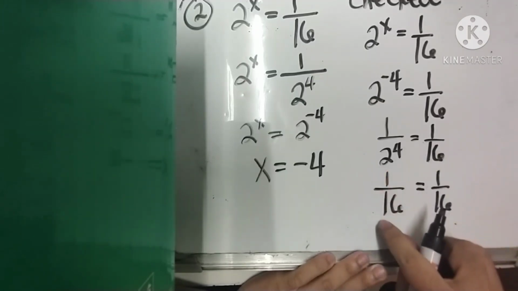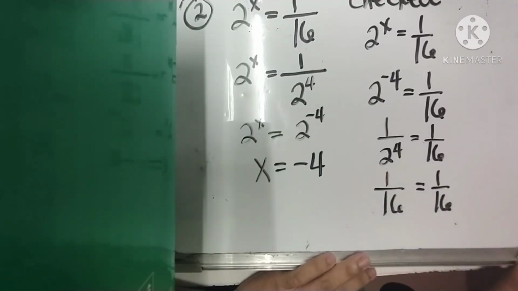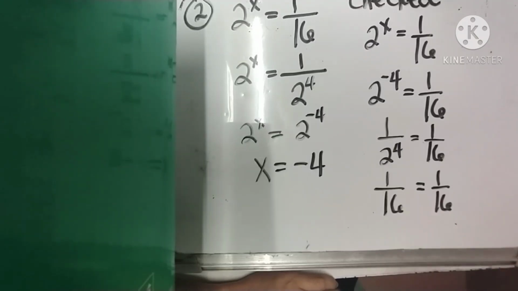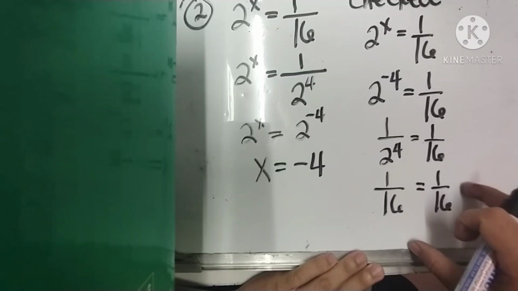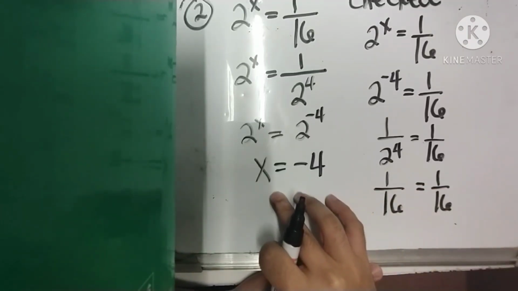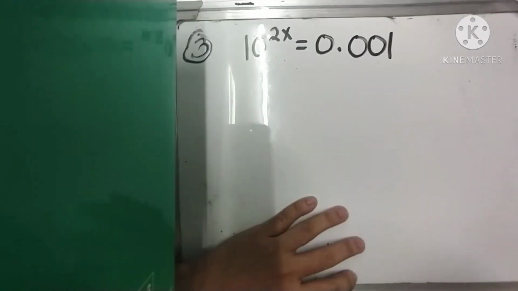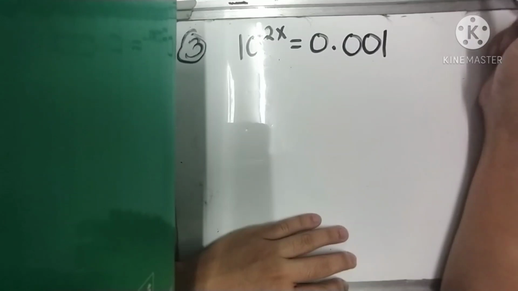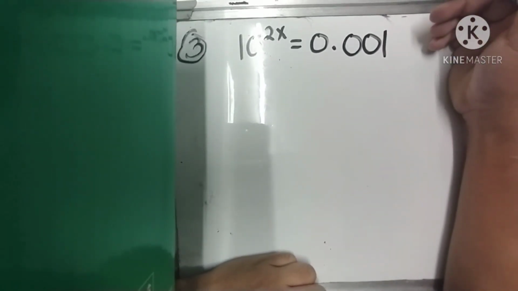Now, is 1 over 16 equal to 1 over 16? True or false? Yes, this is true. So since the statement in the checking is true, meaning to say the value of our x, which is negative 4, is also correct. Okay, so how about if the given example is written in the form of a decimal?